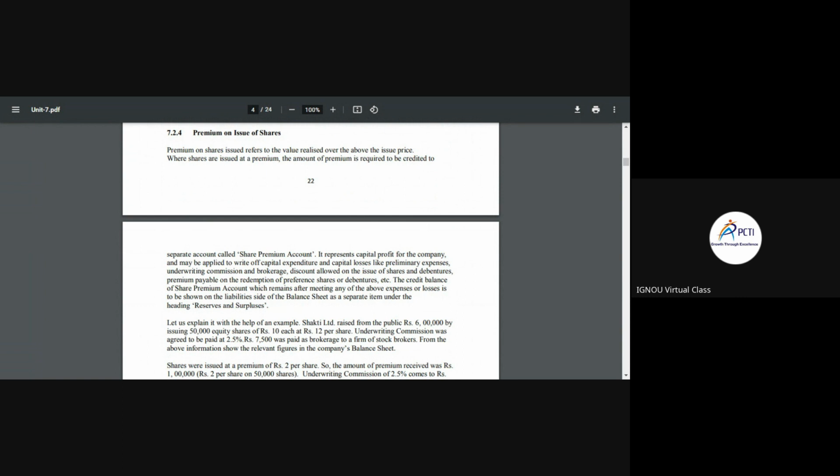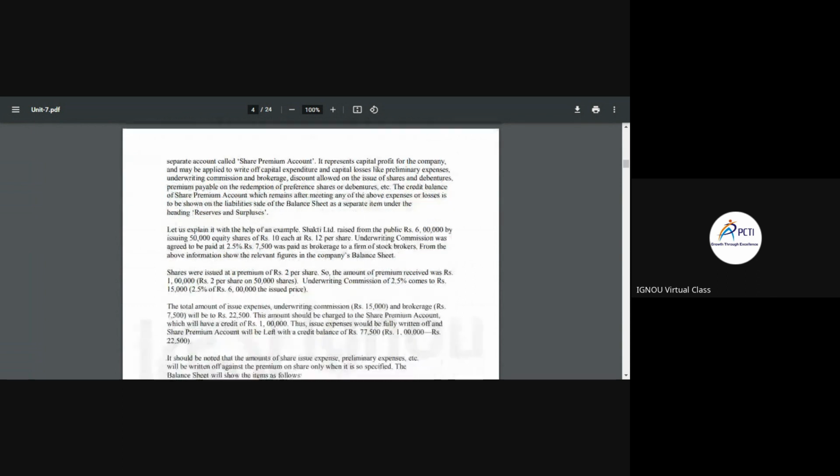applied to write off capital expenditure or capital losses like preliminary expenses, underwriting commission, brokerage, discount allowed on the issue of shares and debentures, and the premium payable on the redemption of preference shares or debentures. Then the credit balance of the share premium account that may remain after meeting any of the above expenses or losses is shown in the liability side of the balance sheet as a separate item under the heading of reserve and surplus.